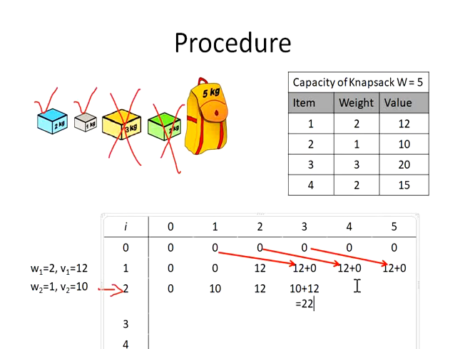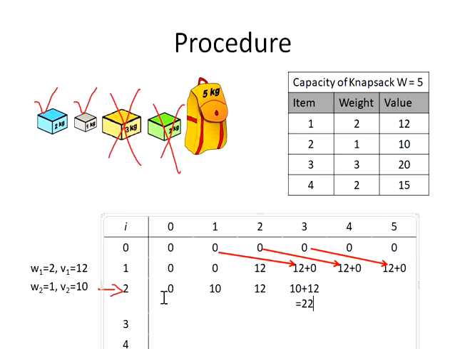Once this value becomes 22, 22 is compared with 12. So 12 and 22 are compared, and amongst these, which is the highest one? 22 is the maximum one. So I am going to retain 22 as the value. Any doubts we have here? Please recheck or go through the video again if you have any doubts.